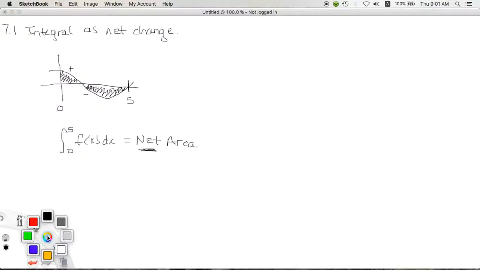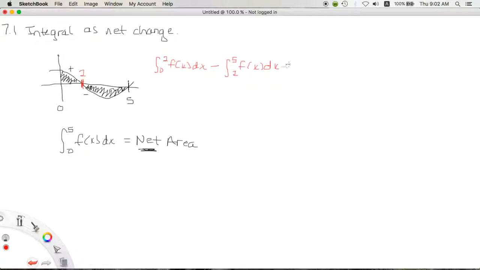Now, we can also figure out the total area, and we talked about this as well. So if we split it up, let's say this is at 2, and we said the integral from 0 to 2 of the function, and then subtract, so that we'll change the sign, the integral from 2 to 5, then this would give us our total area. So we have this subtraction sign here. We'll change the sign of this part so that we add it all up.